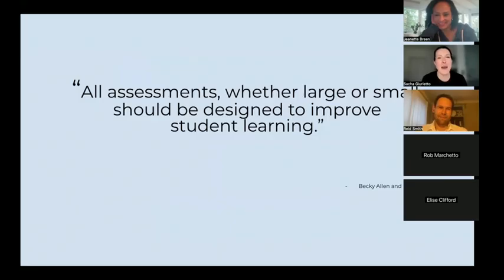Okay, so I have painted kind of a bleak portrait here about all the problems with assessments, as you've said, Reid. But I actually think that assessment should be a bigger focus in schools. That's one of the reasons that we're here tonight.